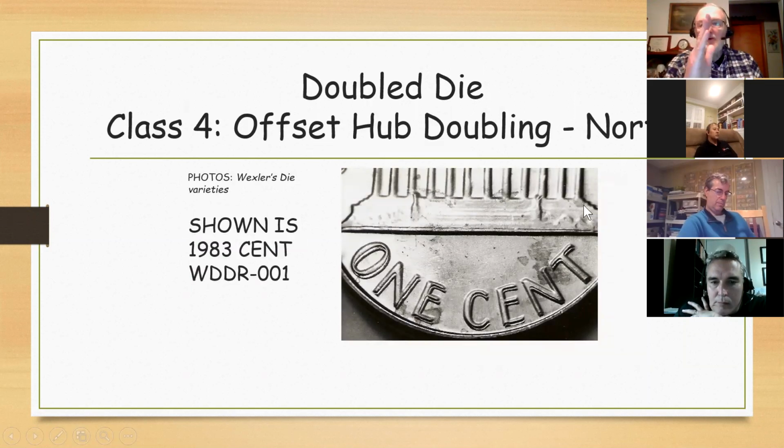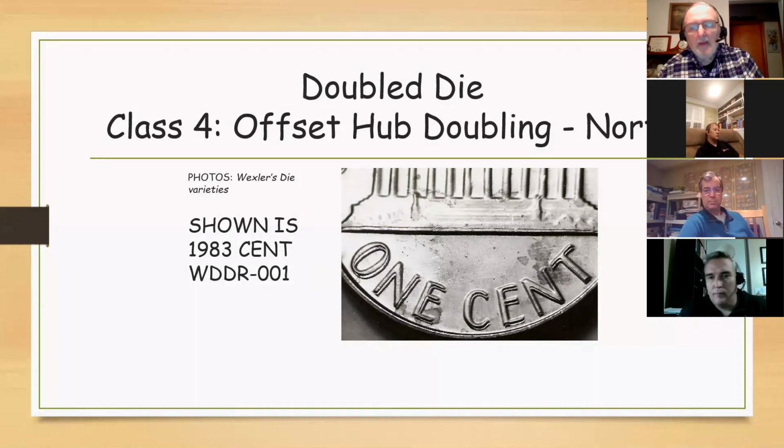Okay, remember you're going to look at the axis this way, north being up here, and then the other directions fall where they normally would. So north is always pointing straight up towards the top of the coin. So what you've got here is a 1983 cent with a double die reverse, and it's on the 1 and it's on the cent.